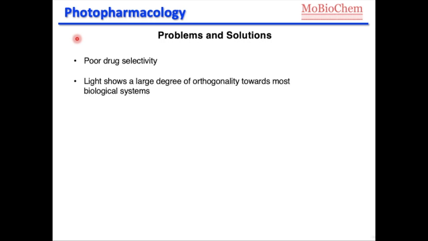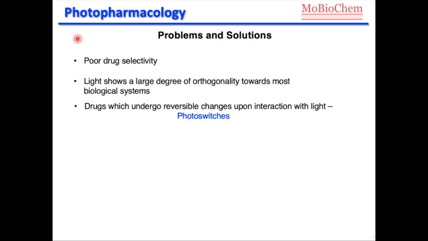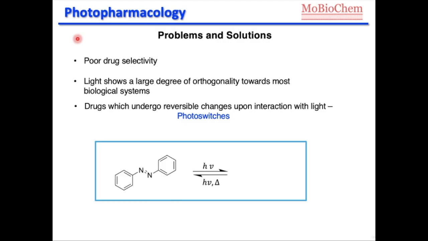Light shows a large degree of orthogonality towards most biological systems, since photons with a wavelength within the therapeutic window do not contaminate the system and have low toxicity. This is why photopharmacology has been developed to design compounds called photoswitches, which undergo reversible changes in their structure and function upon light absorption, and control the function of biological systems with high precision.